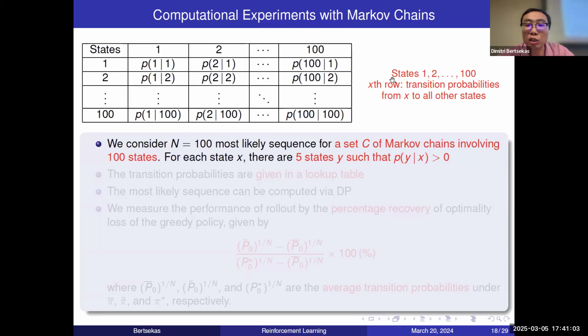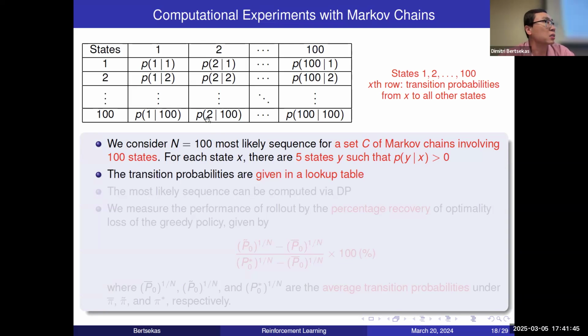Starting from each state, 1, 2, until 100, the X row is the transition probability from X to all the other states. Starting from this row, each item, let's say this one, is the transition probability starting from 1 and going back to 1, and so on. Given that there are only 5 states that have positive probability, you can expect there are only 5 positive numbers and all the others are 0, right? And it is given in a lookup table. Because the number of states is small, this is possible.